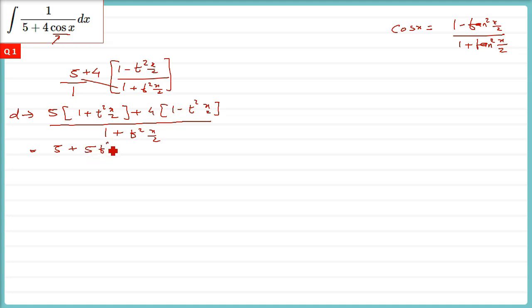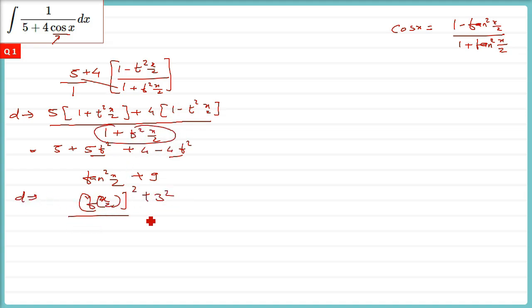5 plus 5 tan square x by 2 plus 4 minus 4 tan square x by 2. So what do we get? 5t square minus 4t square is equal to t square, so it's actually tan square x by 2. 5 plus 4 is 9. So you can write it as tan x by 2 whole square, plus 3 square. Now this is just the denominator.